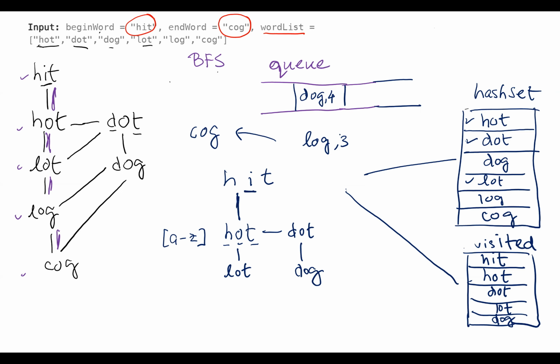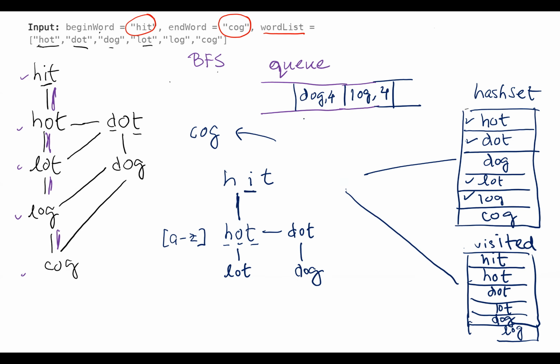So from the log, you can see we can obviously from log, I can go to, oh, sorry, not log. I took out lot. So lot can change to log, as you can see. Log is a valid word and log is still not in the visited list. So I put it in the visited list and put it into the queue. So log goes with 4. Okay, so these 2 are the next ones. So next time the queue size is, I know, 2. So I make sure that I take 2 items out of the queue.